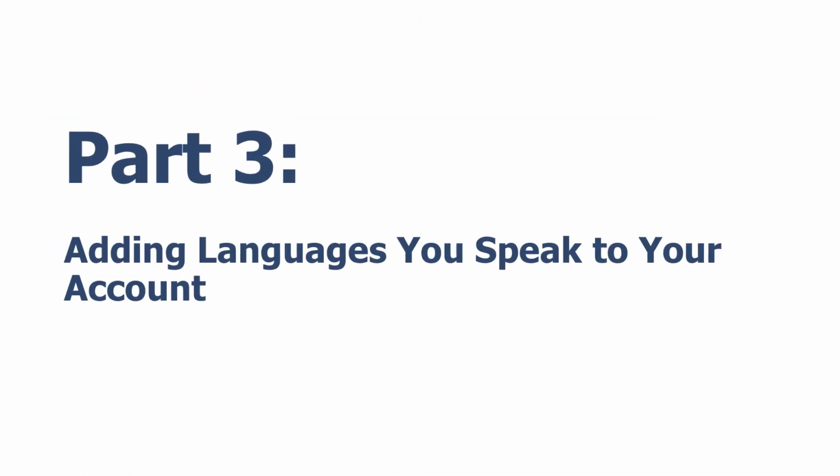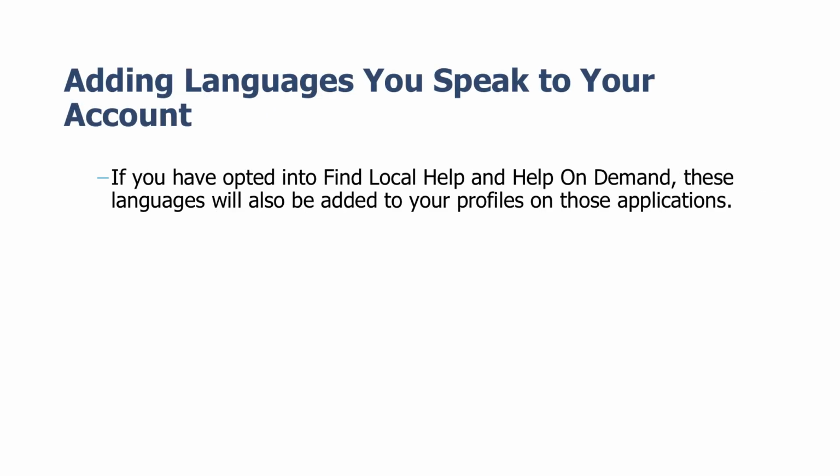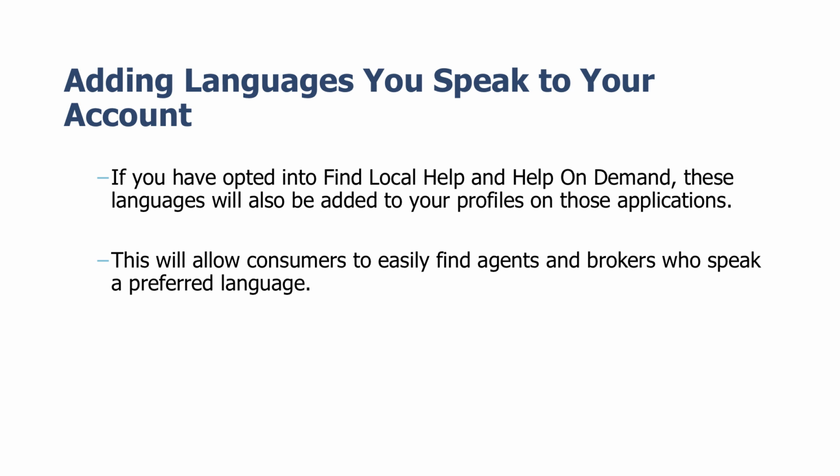If you're just now joining the video, we previously reviewed how to manage your agent broker profile in Part 1, as well as the real-time NPN validation process and how to resolve verification issues you may encounter in Part 2. During this next part of the video, we'll review how you can meet consumers' language preferences by adding languages you speak on your MLMS account. If you have opted into Find Local Help and Help on Demand, these languages will also be added to your profiles on those applications. This will allow consumers to easily find agents and brokers who speak a preferred language.